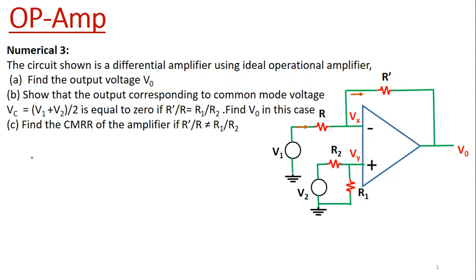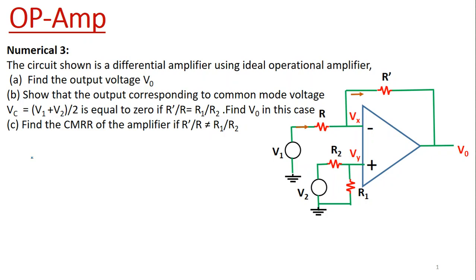So today's question is, the circuit shown is a differential amplifier using ideal operational amplifier. For this circuit we have to find out three parts. First part is A part, find the output voltage VO. B part is show that the output corresponding to common mode voltage VC is equal to (V1 plus V2) by 2 is equal to 0 if R dash by R is equal to R1 by R2, and also we have to find output voltage VO in this case. And C part is find the common mode rejection ratio CMRR of the amplifier if R dash by R is not equal to R1 by R2.